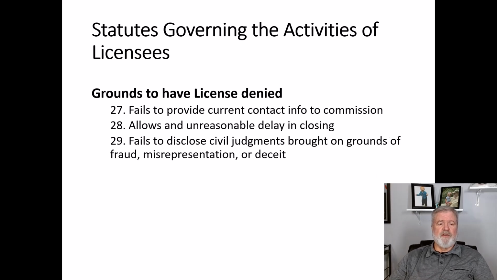And then 27, if you fail to provide your current contact information to the commission, we talked about that. We know that if any of your email changes, phone number, address, if any of that changes, for the licensee anyway, you got to notify the commission within 30 days of that change. 28, if you allow an unreasonable delay in closing.